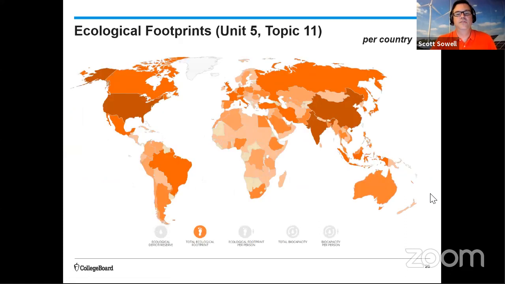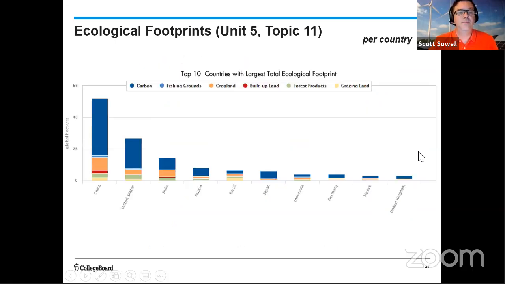And then we can shift to the per country view and see some similar patterns, but you'll notice that China, India, and Brazil are a little darker than they were before, and that's simply because of population. So if we look at the per country ecological footprint, China is huge. And then if we go down the row, we go all the way down to the United Kingdom. So this is per country.